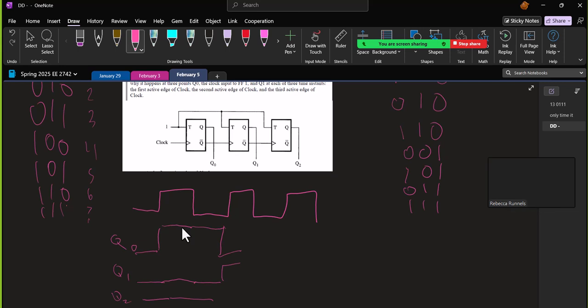Okay, now what about Q2? Its input is the not of Q1. Q1 just went from 0 to 1. So what did the not of Q1 just do? It went from 1 to 0. Is that a positive edge of the clock? No, it's not. So it's going to stay 0.